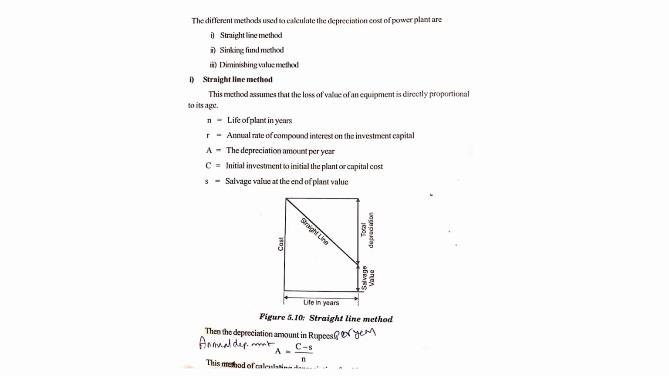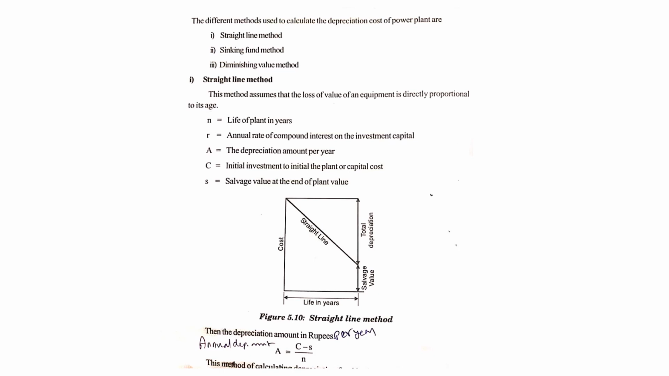See, if you are purchasing the equipment, the value of the equipment will be decreasing year by year. That is called depreciation. That can be calculated by three different methods, namely straight line method, sinking fund method, diminishing value method. The straight line method will give you the depreciation amount per year, how much amount will be depreciated per year.